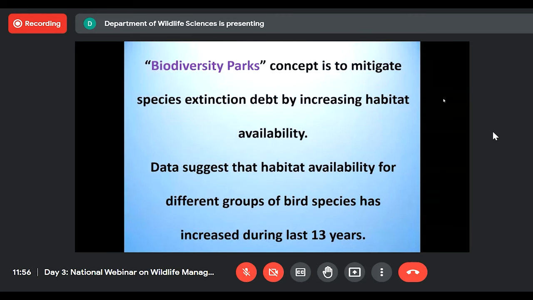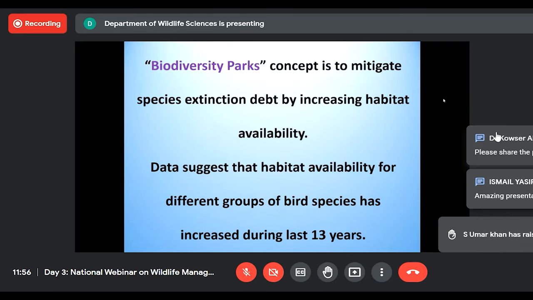Then the biodiversity park concept is to mitigate species extinction by increasing habitat availability. I told you that biodiversity parks are smaller in size, but they simulate national parks and wildlife sanctuaries. And data suggests that habitat availability for different groups of bird species has increased in the past 13 years. Next, please.